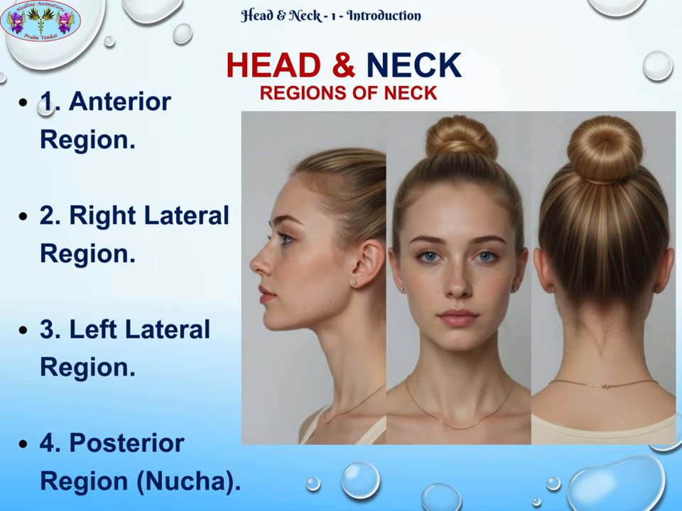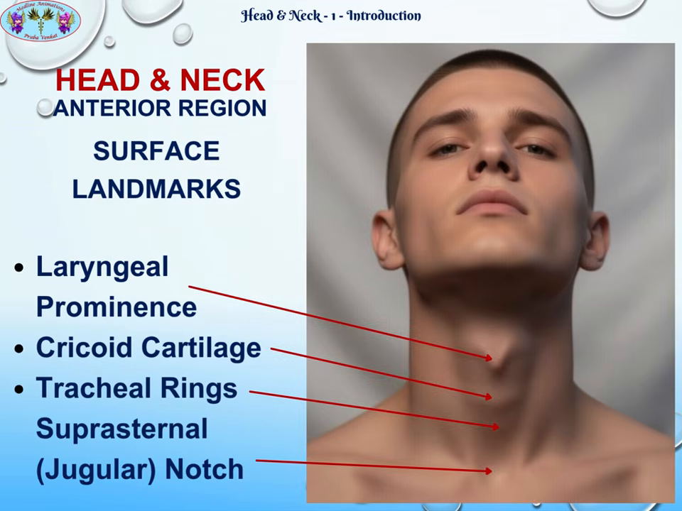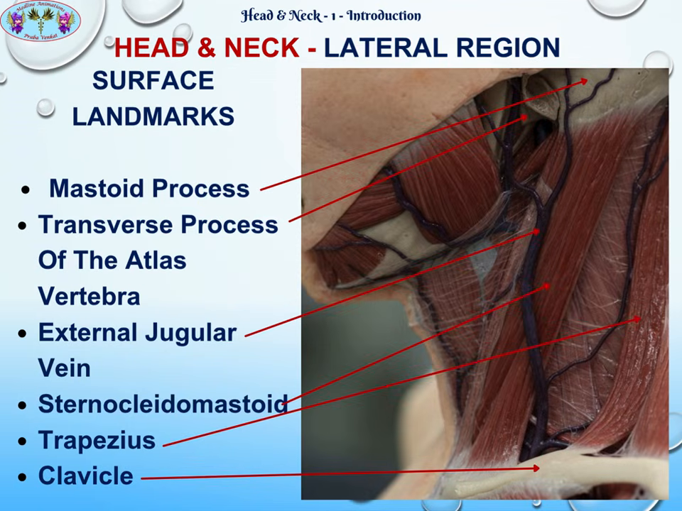As with the head, the neck is also subdivided into 4 subregions. They are the anterior region, right lateral region, left lateral region, and the posterior region or nucha. The important surface landmarks of the anterior region of the neck are the laryngeal prominence, cricoid cartilage, tracheal rings, and suprasternal or jugular notch.